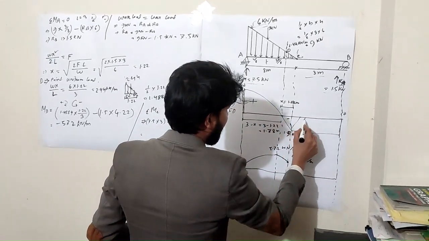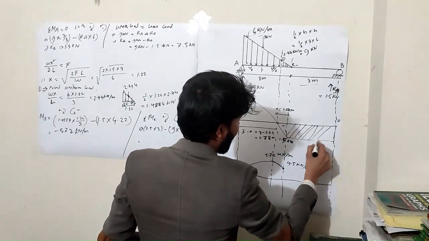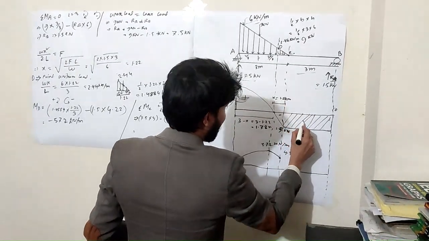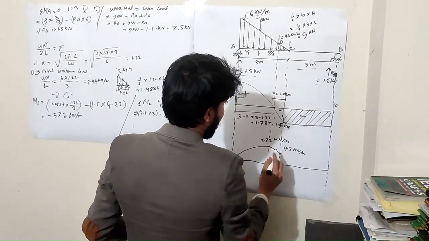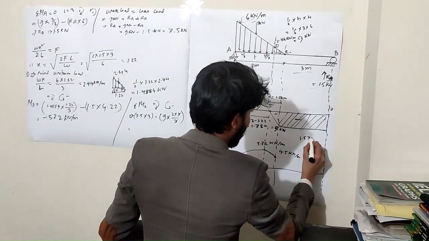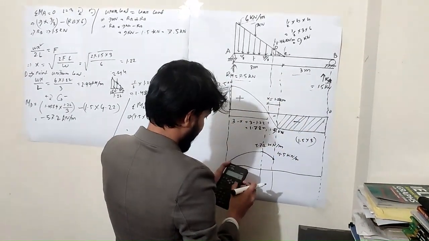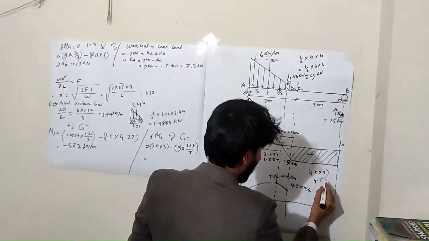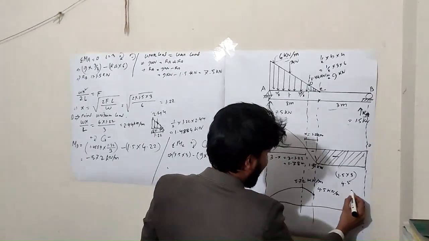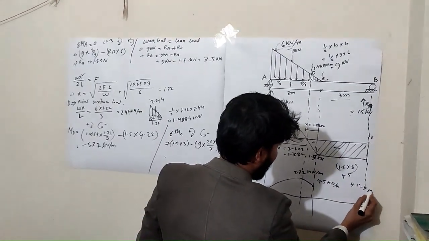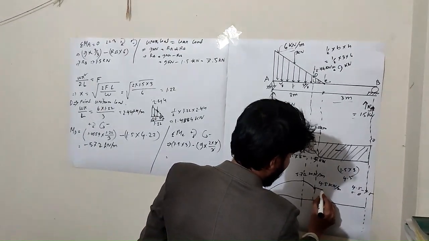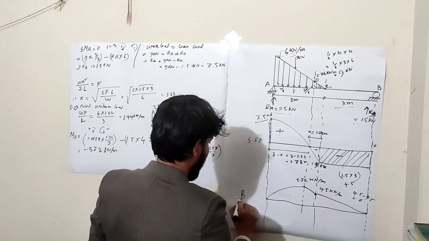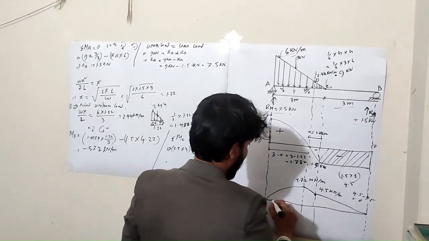Now use this portion to find the next bending moment. Here it is negative, so 1.5 into 3, 4.5. So 4.5 minus 4.5 equals 0. So here the bending moment is 0. So we find the BMD.